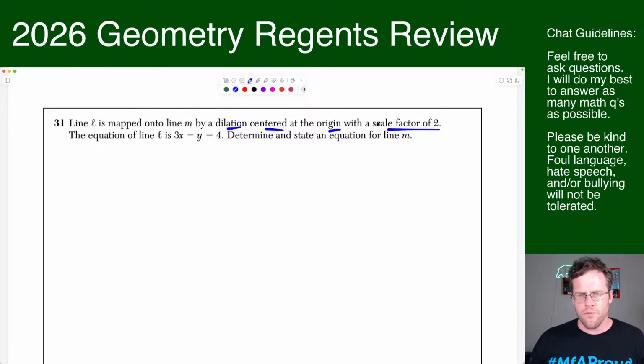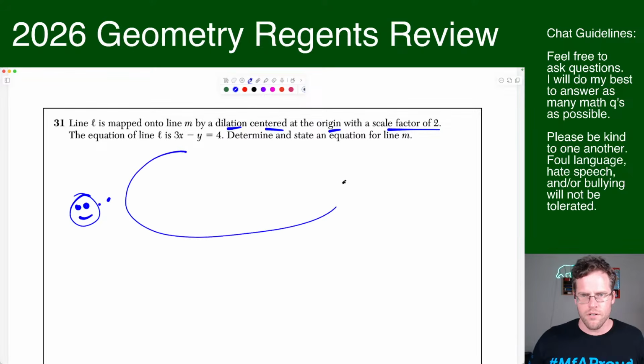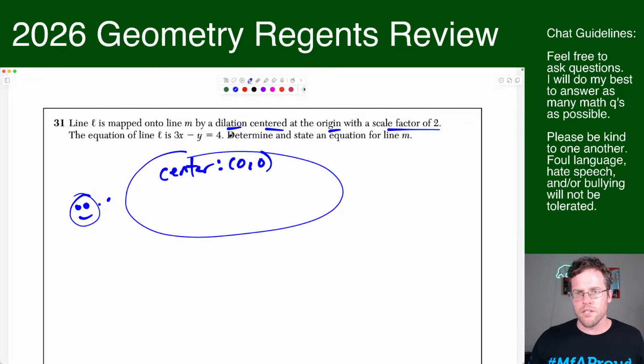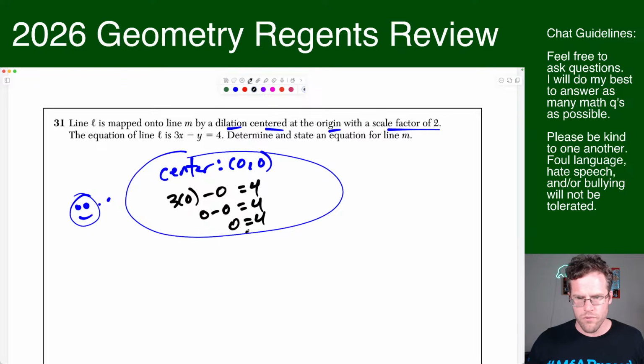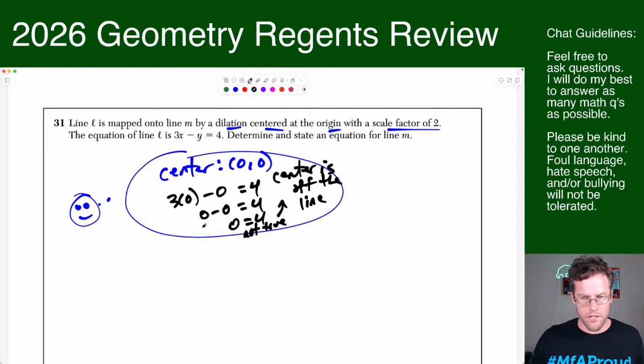All right. So for this one, first thing I check in my head, if the center is 0, 0, I plug this into the starting line to make sure this is not on the line. So I do 3 times 0 minus 0 equals 4, and then 0 minus 0 equals 4. This is not true. Which tells us the center is off the line, which means we are going to get a new line. Sometimes the line doesn't change and they're like, gotcha, but not here.